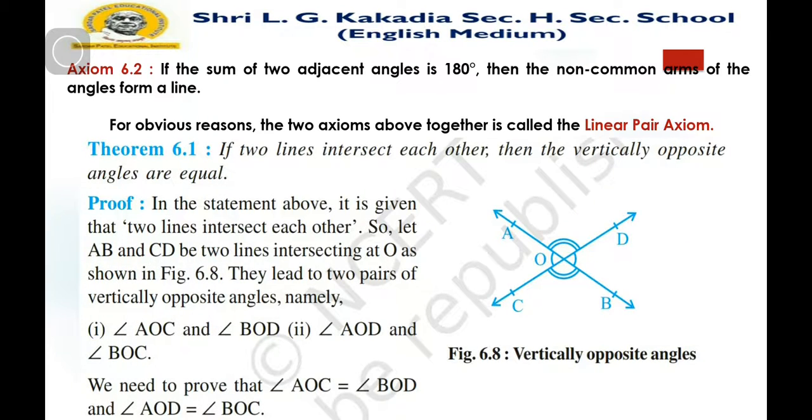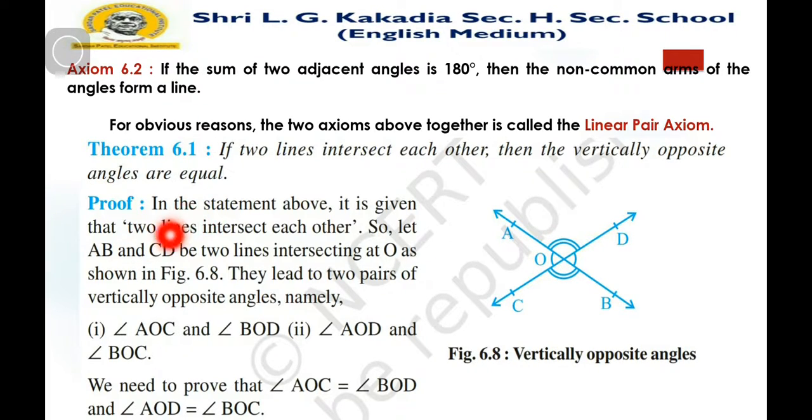Now let us see theorem number 6.1 that we are going to prove here. If two lines intersect each other, then the vertically opposite angles are equal. What are vertically opposite angles? If two lines intersect, then the opposite angles AOC and BOD are known as vertically opposite angles, as well as AOD and COB. Now we want to prove that each pair of angles is equal: AOC and BOD are equal, and AOD and COB are equal.